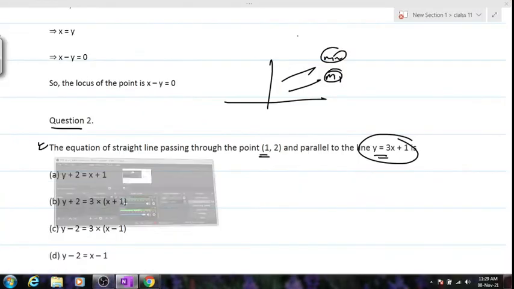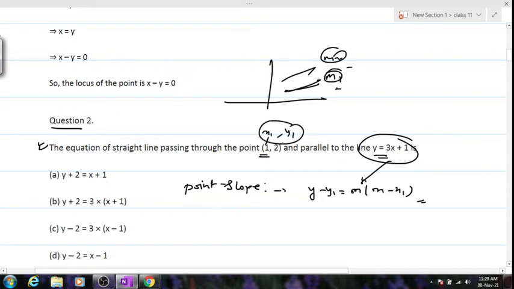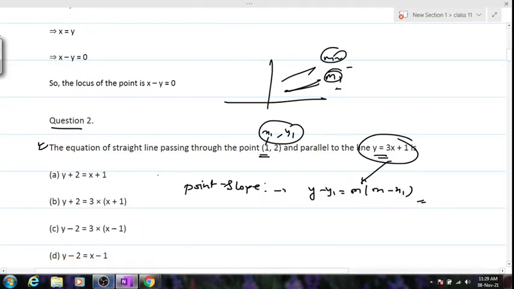A bit of a hint: whenever two lines are parallel to each other, the slope happens to be the same, and the point slope form equation looks like y minus y1 is equal to m into x minus x1. You'll be getting your m from here, and x1 and y1 are your 1 and 2 respectively. Okay, now hurry up. Tell me which amongst these is the answer. First tell me what is the slope of the line.